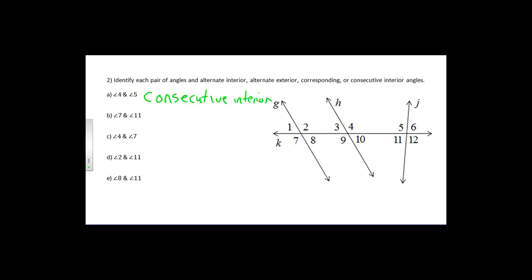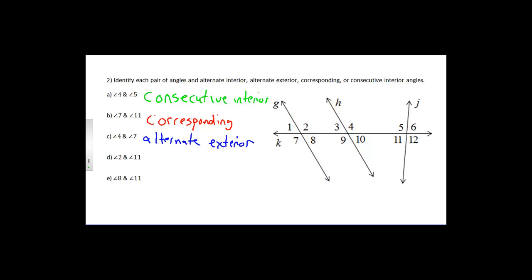Part B, angles 7 and 11. For this picture, if I ignore line H, I notice that these are on the same spots in their respective groupings. They're both in the lower left-hand side. That means they're corresponding angles. Part C, angles 4 and 7. 4 and 7 are on the outside of these two lines. They're on opposite sides of the transversal. That would make them alternate exterior.